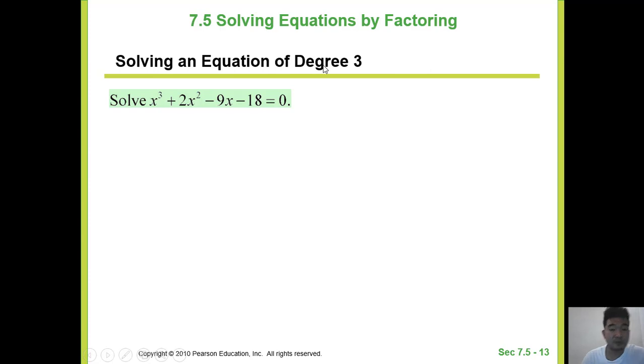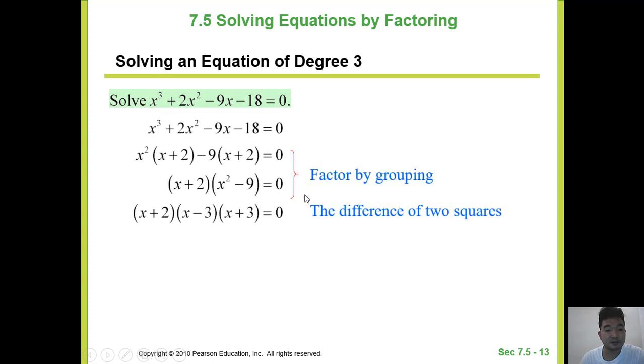Solving equation of degree 3. So we are already done with the quadratic equation. We move on to solving equation of degree 3. Here we have x cubed plus 2x squared minus 9x minus 18 equals 0. The first step is to check if our equation is in standard form, meaning if our equation is being arranged in decreasing order, looking into their exponents per term, and it must be equated to 0.